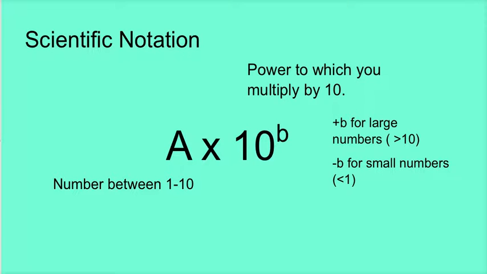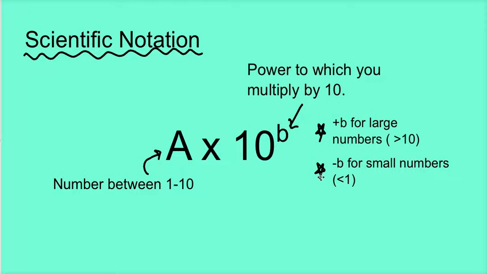Okay, so in this video, we're going to be reviewing scientific notation. Scientific notation is a way to write large or small numbers in a more condensed way. In scientific notation, a number A is between 1 and 10, and then times 10 to B, which is the power to which you multiply by 10.